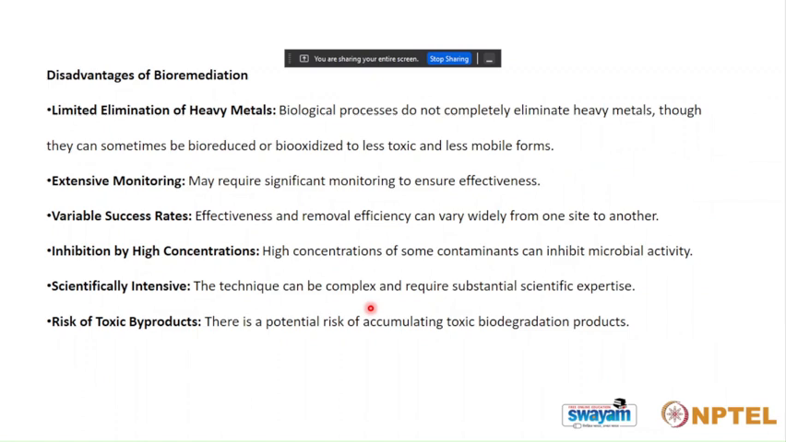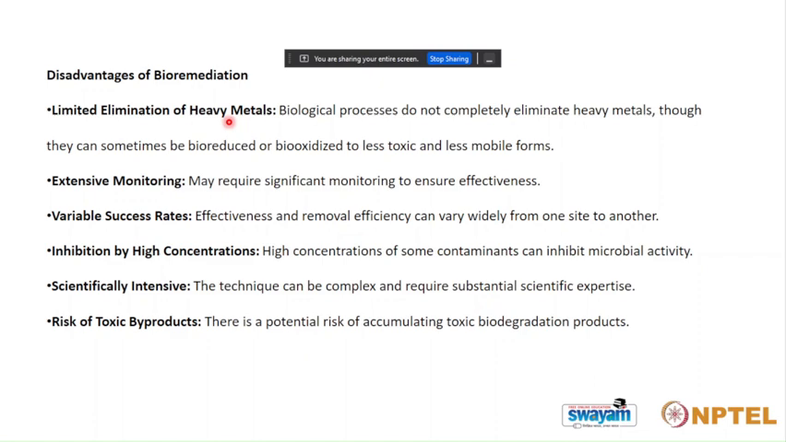And this bioremediation process also has its own disadvantages. In the case of heavy metals, biological processes are not so efficient due to their toxicity. And also, the heavy metals will only be converted into non-toxic forms and will not be completely eliminated from the environment. So that is a disadvantage. And we need to monitor the process continuously. That is a disadvantage of the bioremediation process.